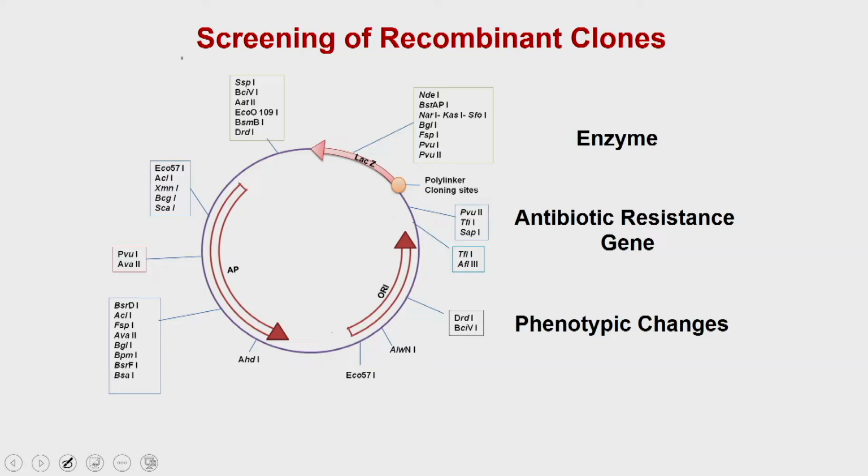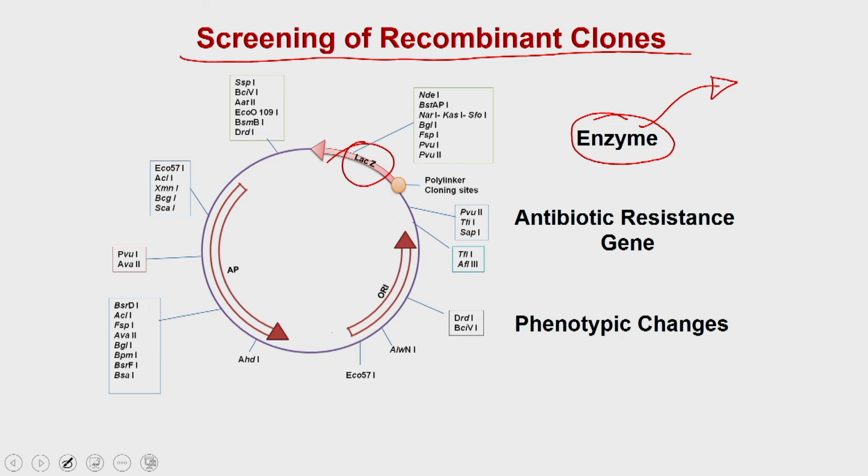Once you have done the transformation, you also have to screen for the recombinant DNA. For screening of the recombinant DNA, you have three choices. Either you go with the enzymatic activity which is present, for example, in this case you can use LacZ as an enzyme. In the case of the enzyme, you can have insertional inactivation, which means if you clone within this enzyme, it is going to inactivate it. So your untransformed one is going to give you the reaction, whereas the transformed ones are not going to give you the reaction. Similarly, you have antibiotic resistance genes as a screening method, or you can have phenotypic changes such as blue white screening.